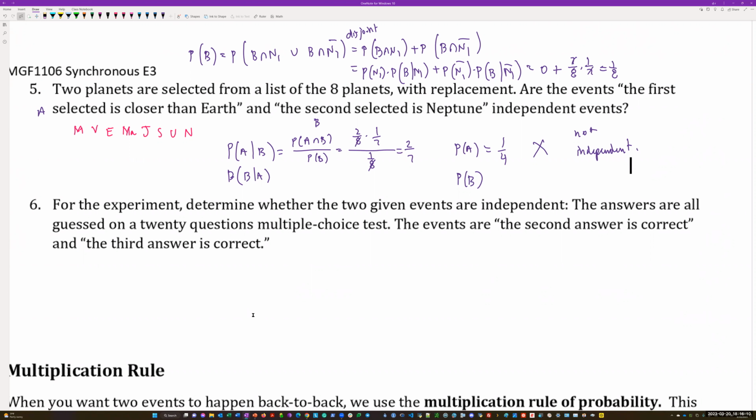But you would have to do the second is correct, given the fact that third is correct. And then you would have to compare that to the second is correct. And then you would also have to do third is correct, given the second is correct. And you'd have to compare that to just getting the third correct. But there's a key thing here that makes it easy, because the answer is definitely that they're independent.